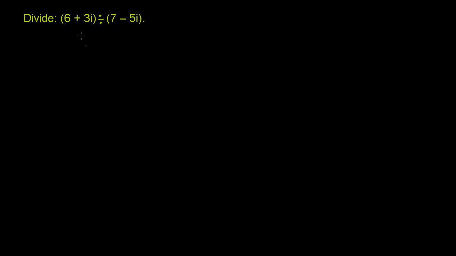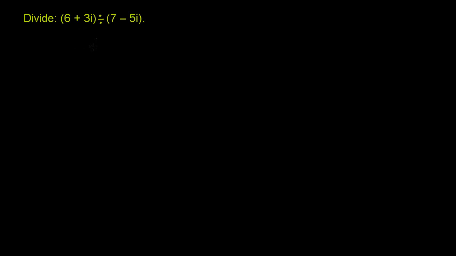We're asked to divide. And we're dividing 6 plus 3i by 7 minus 5i. In particular, when I divide this, I want to get another complex number. So I want to get some real number plus some imaginary number, so some multiple of i. So let's think about how we can do this.